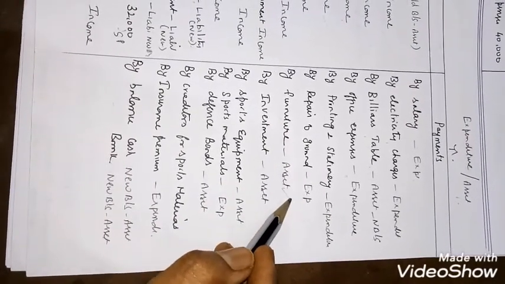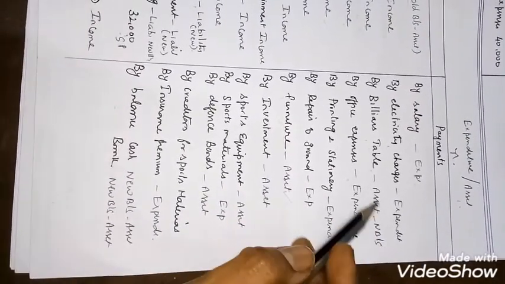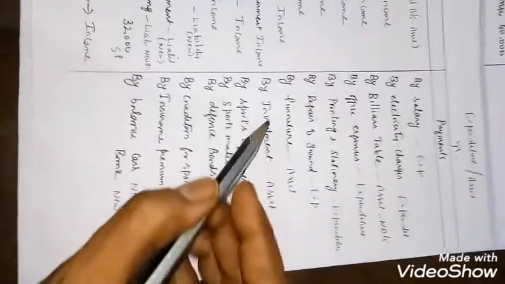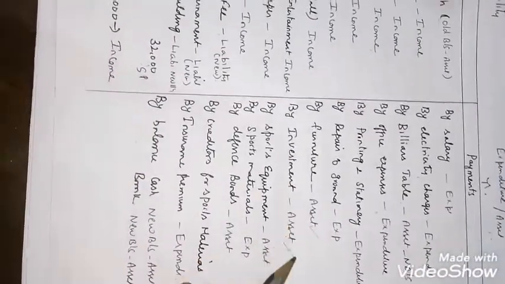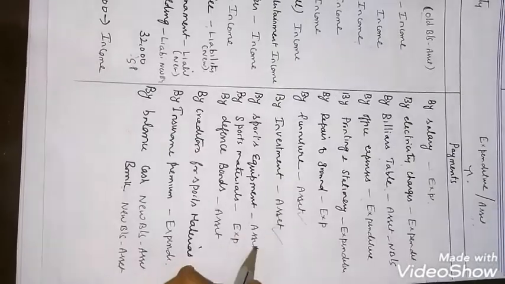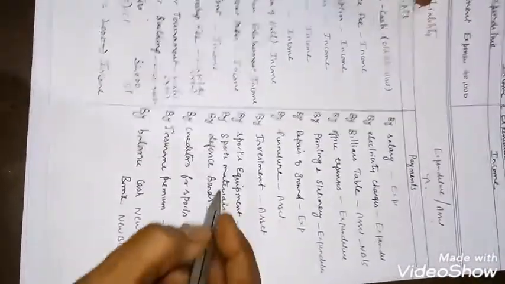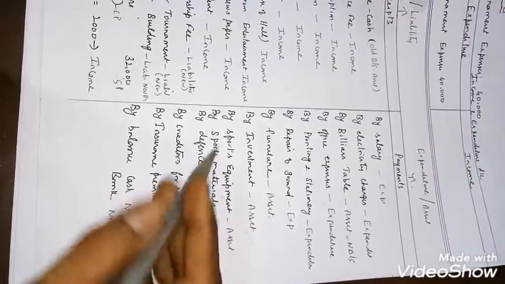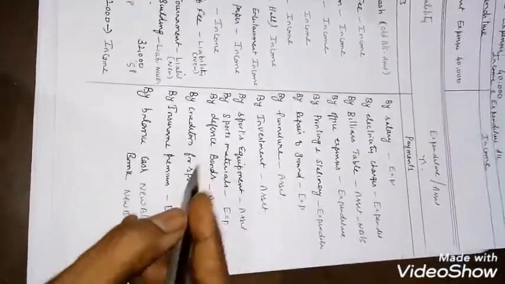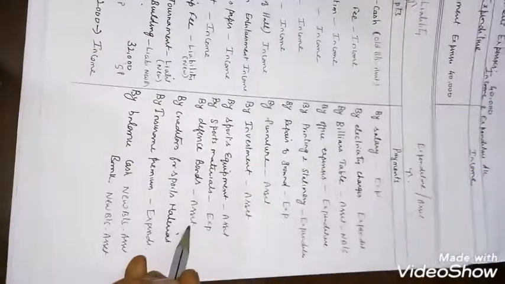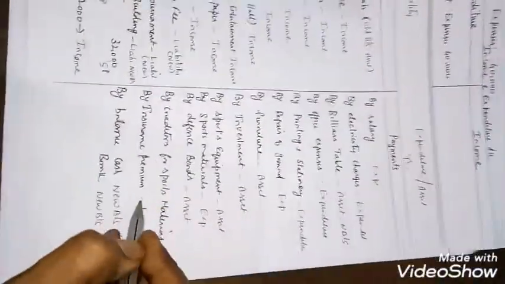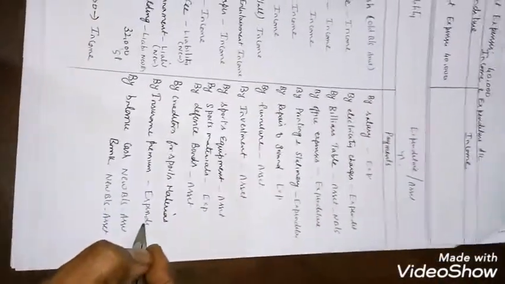You are supposed to show it on the asset side. Billiards table in the new balance sheet, asset side. Whereas investment is also considered an asset. Sports equipment is considered an asset. Whereas sports material is called an expenditure. We have to apply the formula that I taught in the beginning of this session. Defense bonds are also considered an asset. And then insurance premium is considered an expenditure.